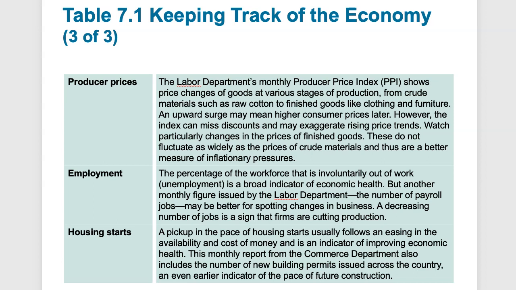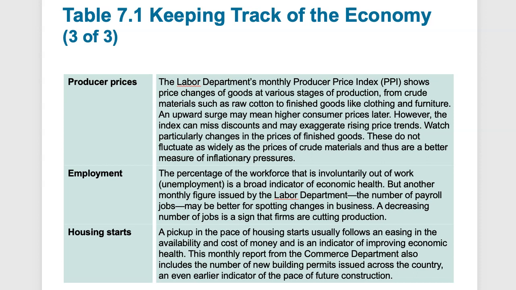Now we can also look at producer prices. The PPI, or Producer Price Index, is going to show how prices change for goods over various stages of production. Basically we have our raw materials, we put this together into a semi-finished good and finally a finished good. So we want to look at how these prices change across the stages of production, from the raw materials to the final finished product.